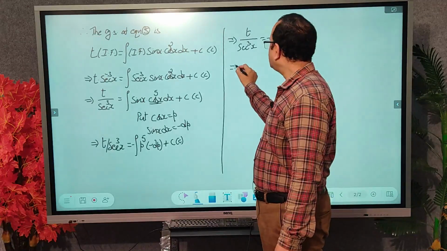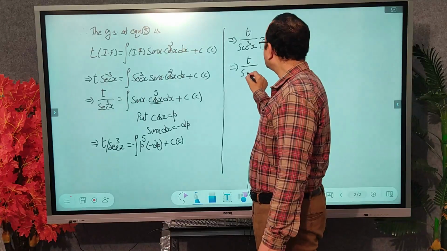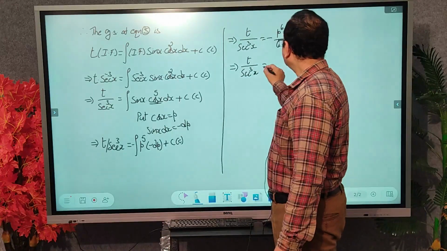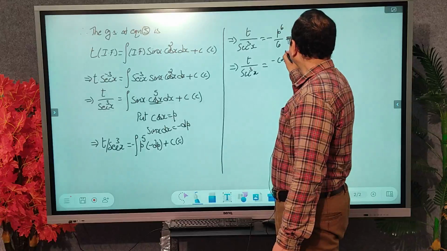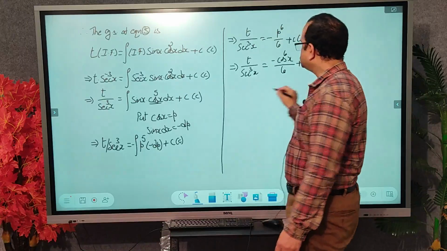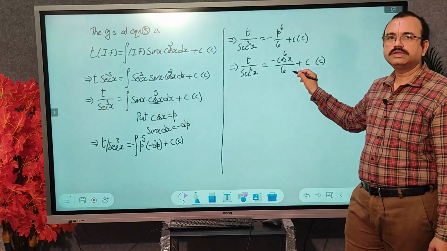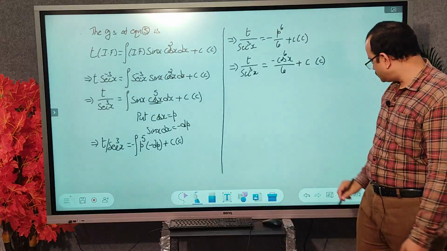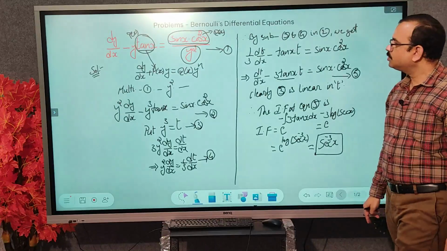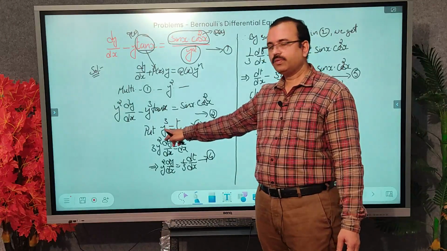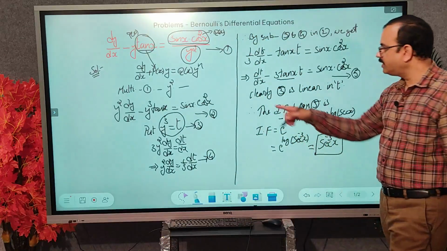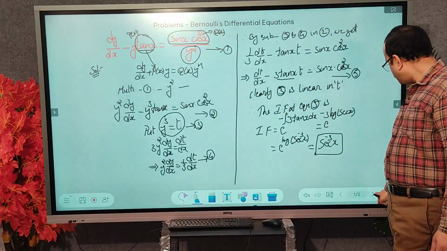So p means already we know what p is, so t by secant cube x is equal to, p here we have taken as cos x, means minus cos power 6x divided by 6 plus c. So this is nothing but the general solution for the equation 5, but we need the solution for the given equation. So now we will see what is t. So t here is nothing but we have taken it as y cube. This is what t we have from equation 3. So therefore now we will replace t is equal to y cube in the final solution.